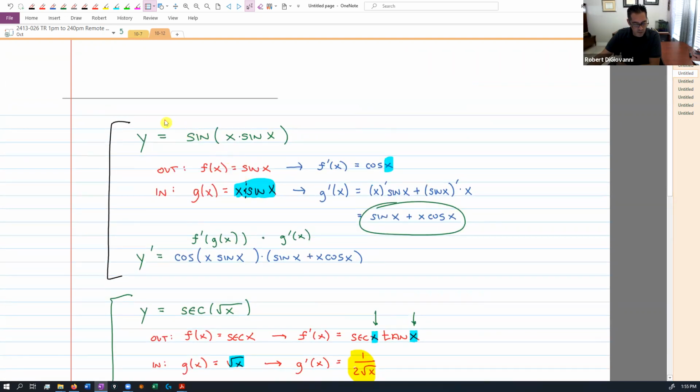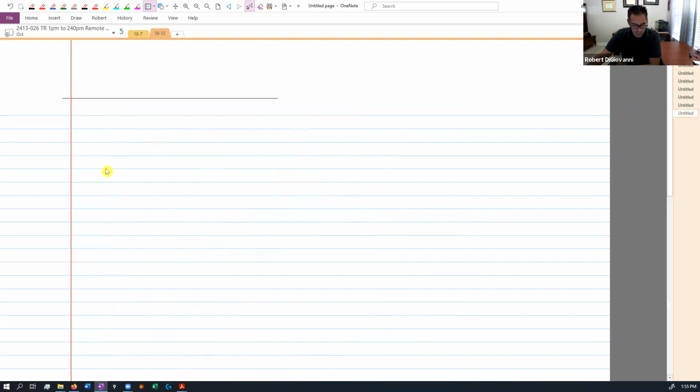Let's do this one. I'm going to skip one of the ones we did. I want to go right to this one. So if Leibniz was doing this, Leibniz would go, okay, ultimately I've got sine of something, sine of u. And then the u I have is actually x sine x, right?